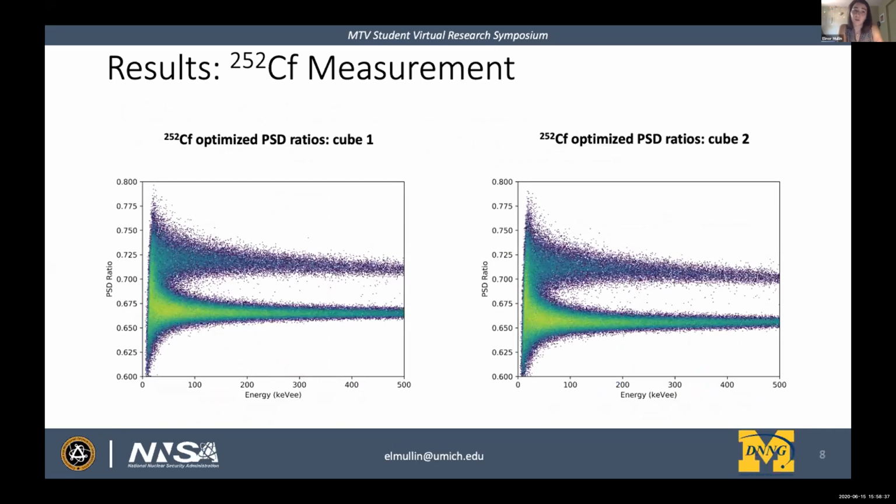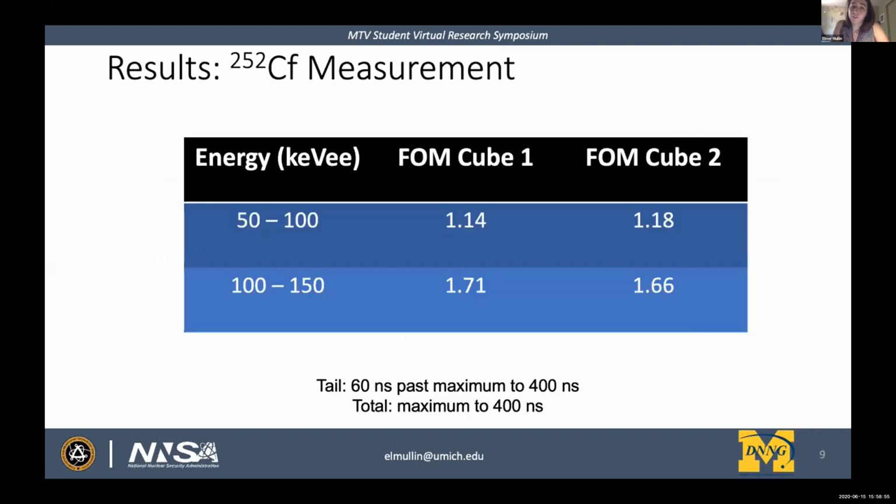And here I am showing the PSD ratios as a function of energy in keVEE for both cubes. You can see that we really can differentiate between the neutrons, which are the top band in the plot, and the gamma rays, which are the bottom band. To quantify this separation with the figure of merit values, we split up our data into two energy ranges, 50 to 100 keVEE and 100 to 150 keVEE, and calculated the figure of merit for both cubes in both energy ranges. You can see that we have a figure of merit greater than 1 for all energy ranges in both cubes. So these are really sufficient in separating neutrons and gamma rays.